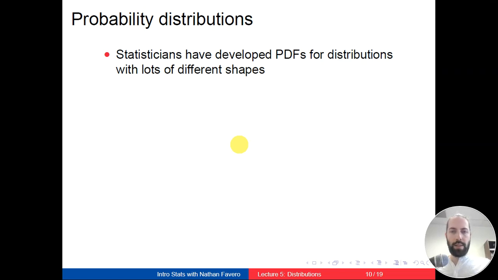It's important to realize, though, that probability density functions can have lots of different shapes, and there are lots of different kinds of distributions that statisticians have worked on developing that are going to be useful in different settings. We already heard a little bit in our example about the normal distribution, which is the one that probably gets talked about the most and used the most.